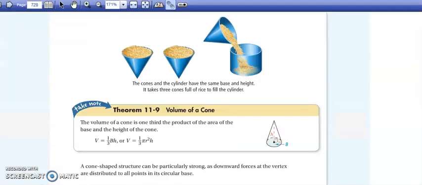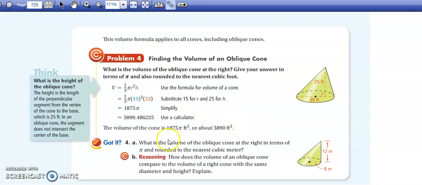Now, the next formula that we have is the formula of the cone. Remember, the formula of the cylinder is only this part: pi times the radius to the second power times the height. But a cone is basically a pyramid with a base of a circle. Now we have to divide by 3, so multiply by 1/3. This is the formula. Let's do this exercise. It says, what is the volume of the oblique cone at the right, in terms of pi, rounded to the nearest cubic meter? See, we have all the information that we need.